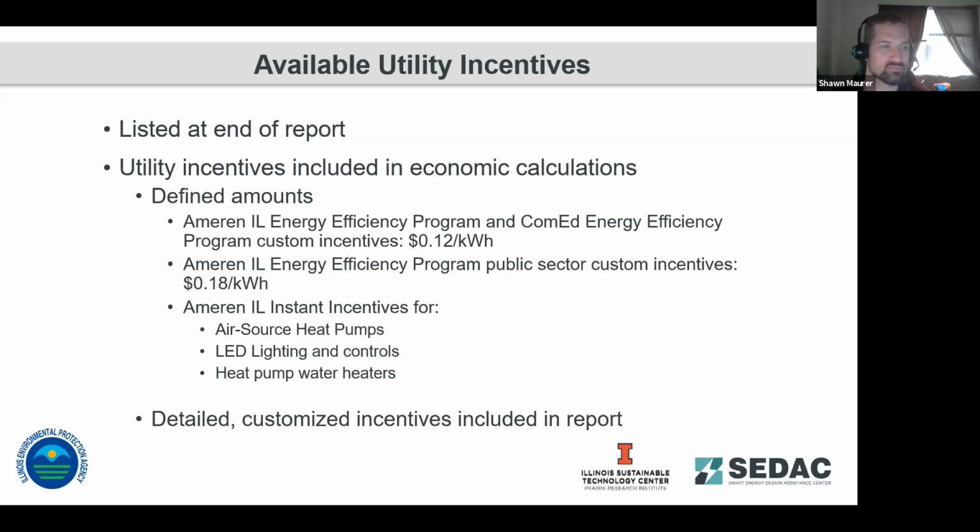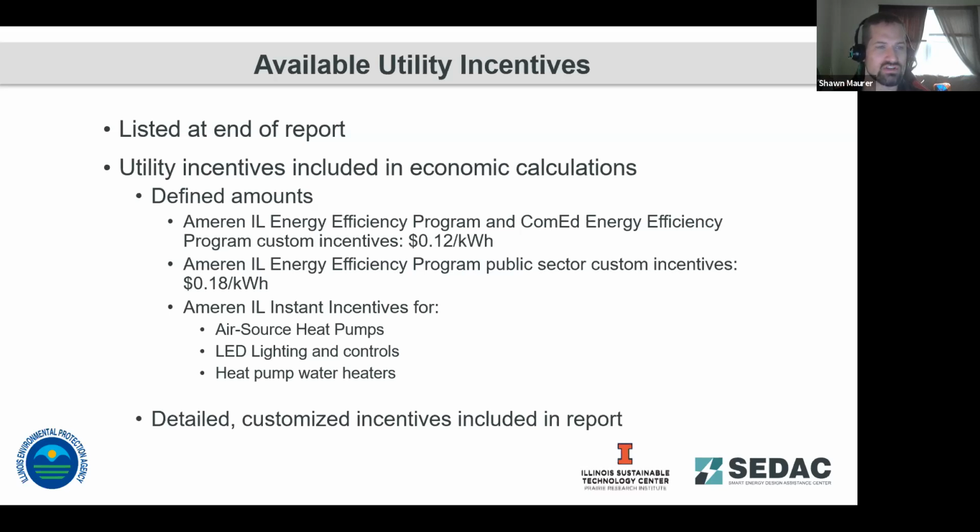Last thing in the report, probably the one section that a lot of people are most interested in, is what money is available to you. So usually towards the end of the report, we have a whole section where we detail the utility incentives that we found, put in a brief table so you can see what the incentive is for each measure, how it was estimated.